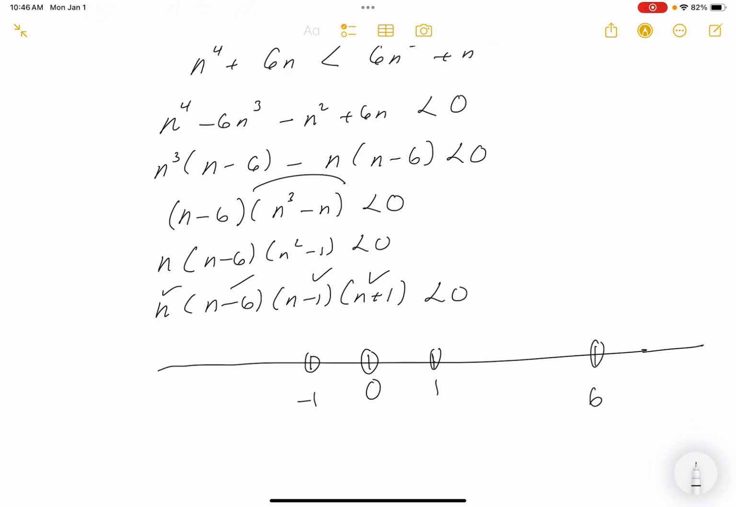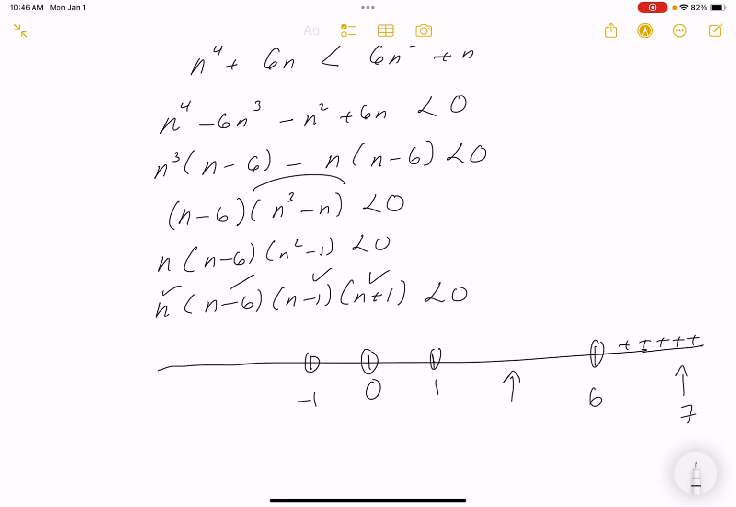And a good place to start, I would say, is a number after 6, which would be 7. Or 8 or 9 or 10. Plug it in. You get positive, positive, positive, positive. So everything here is positive, which is not less than 0, so that's not going to be shaded in.